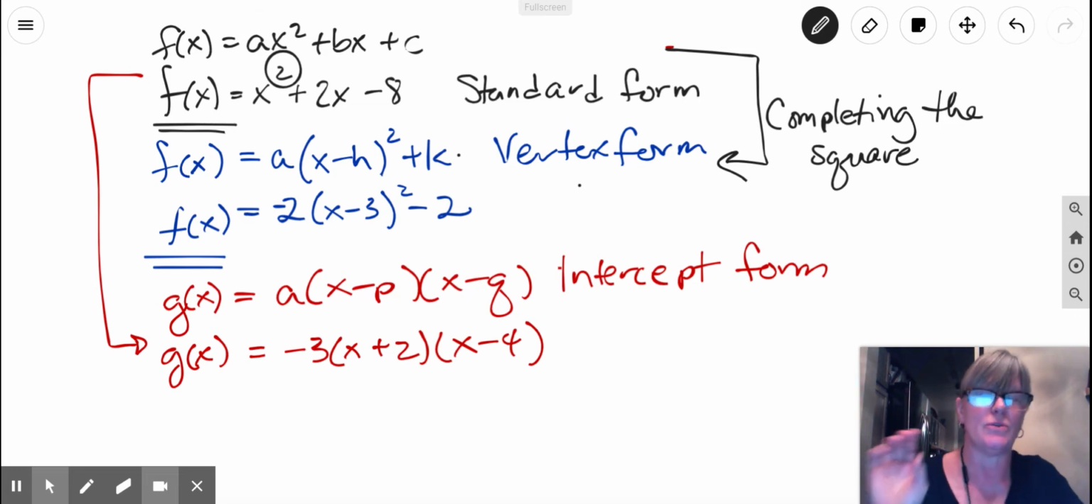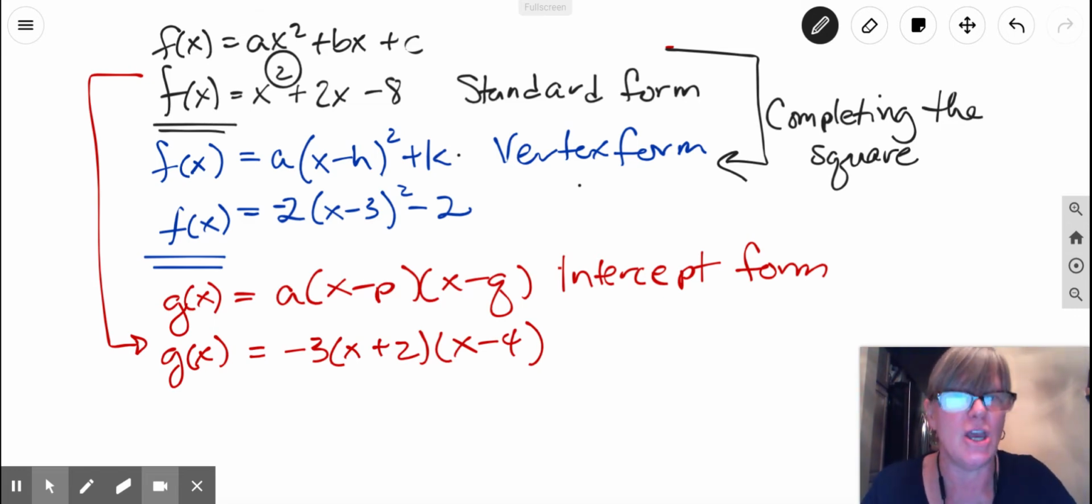I just wanted to give you those forms. Those are really important. Make sure you have them down so you at least understand that there are 3 different forms. You will learn what they mean as we go along, but for right now, that's what we're doing.